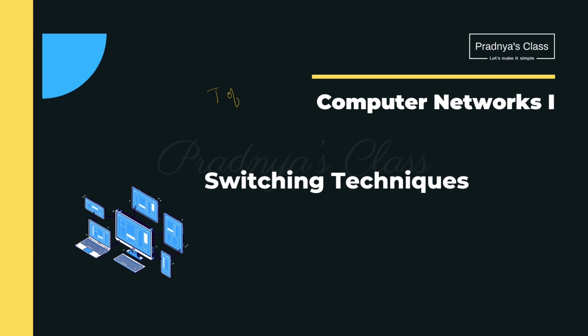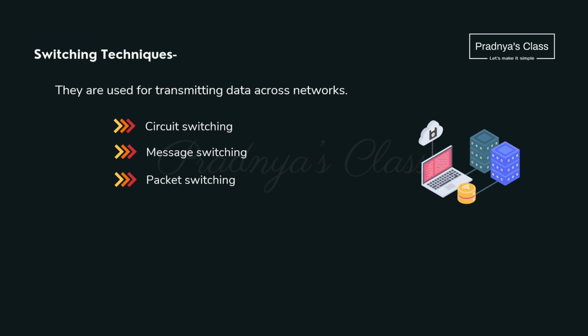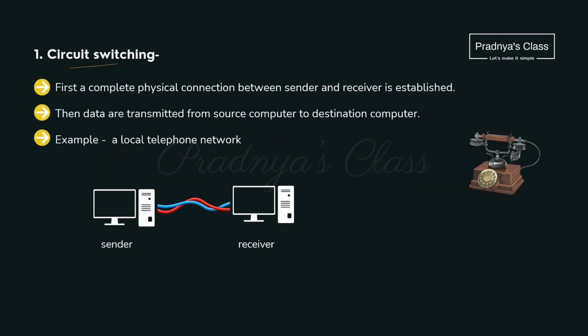After types of network, we are proceeding to one more important topic, that is switching techniques. Here are the ways in which we transmit data over the network. The first is circuit switching, the second is message switching, and the third one is packet switching. In circuit switching, there will be a direct physical line between sender and receiver. The information will pass over it. Here is the example, a local telephone network.